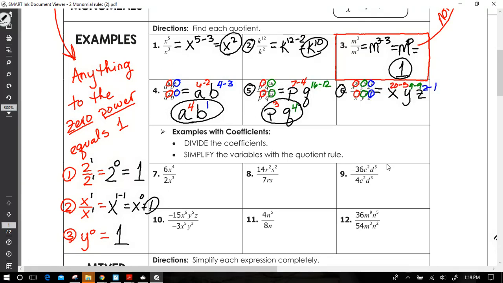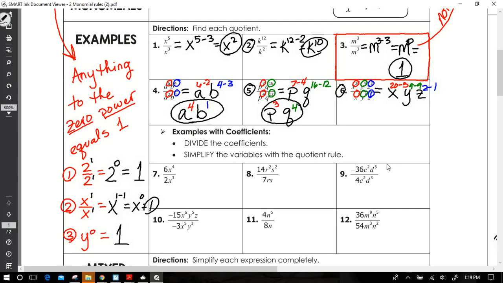I have completed number 2. It was pretty simple, just 12 minus 2, and I got k to the 10th power. In number 5, I got a little bit of practice with how to handle more than one variable. So I did color code p to the 7th over p to the 4th. I would do 7 minus 4, and that's where I got my p to the 3rd power from. And then I did the same process with my q's.